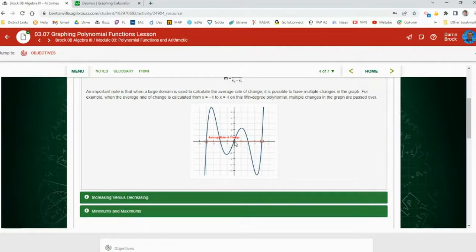Also between x equals 0 and x equals 4. Or x equals 2 and x equals 4. That's a 0 rate of change. It went down a bunch and then it came up the same amount. So the average rate of change was 0.